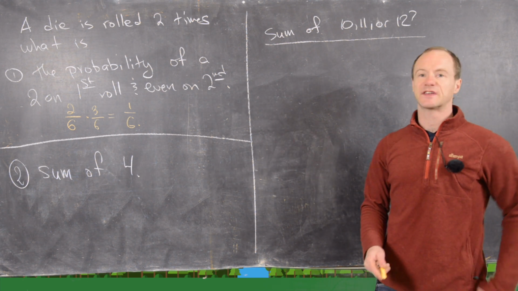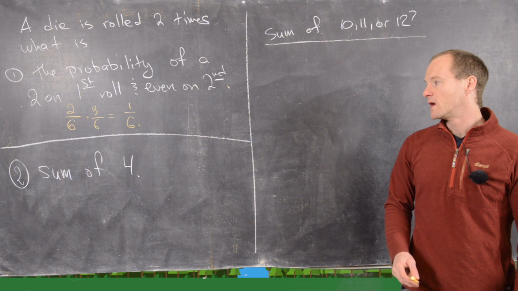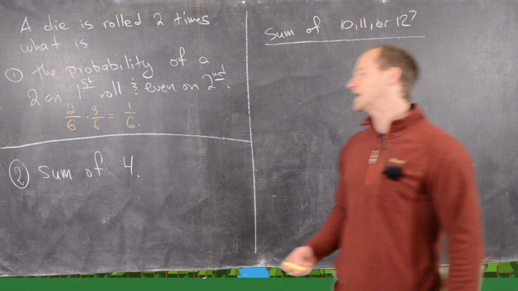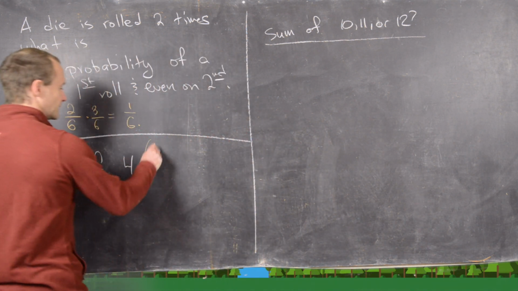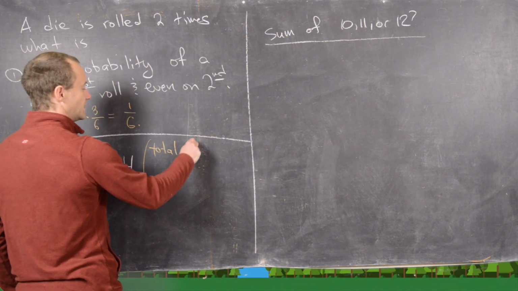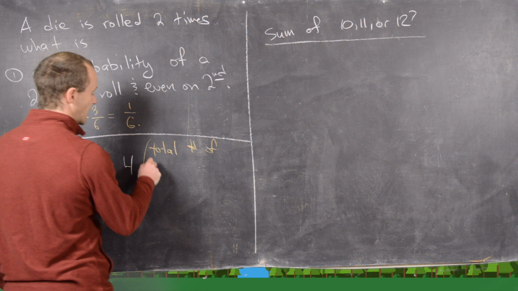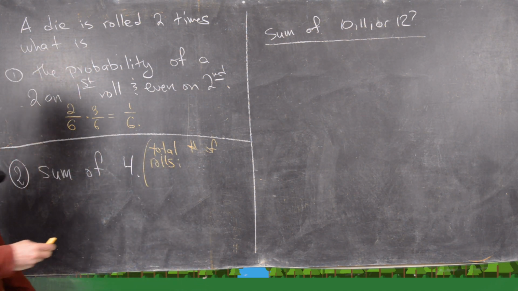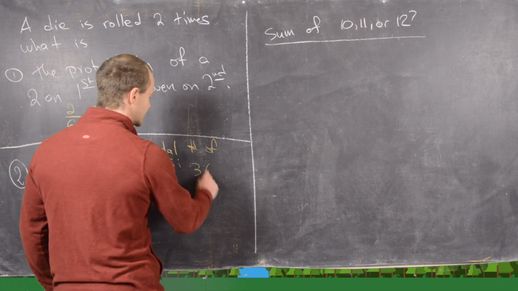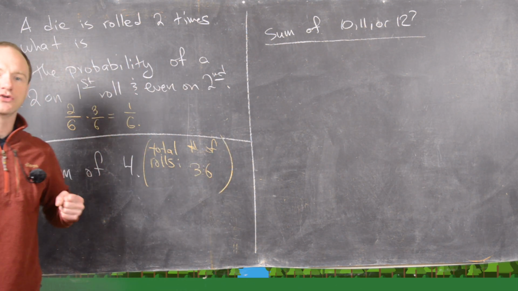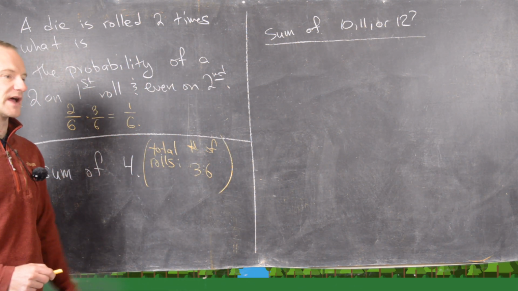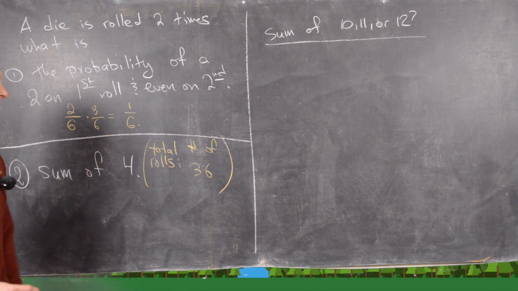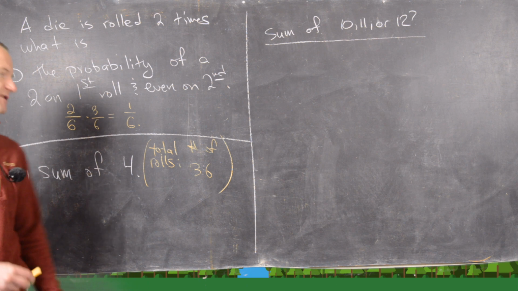Okay, now let's look at the sum of 4. What's the probability of getting a sum of 4? Here's what we'll need to use. The total number of different rolls of these 2 dice is equal to 36. That's because you can roll the first die 6 different ways and the second die 6 different ways, and 6 times 6 is 36. So that's the total number of rolls.